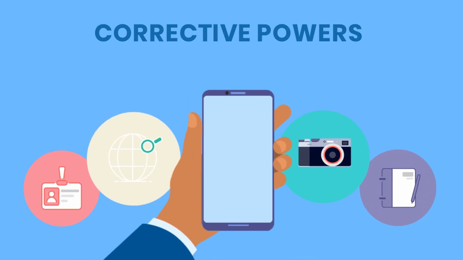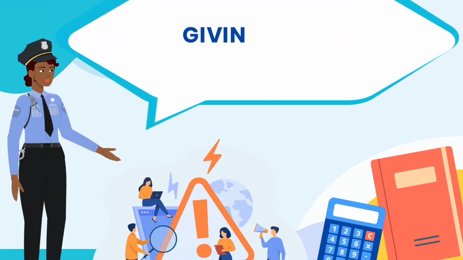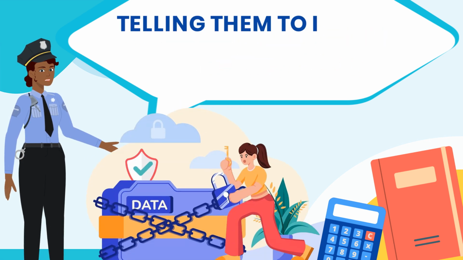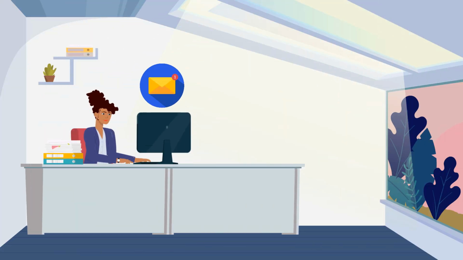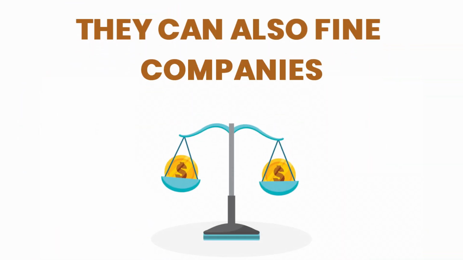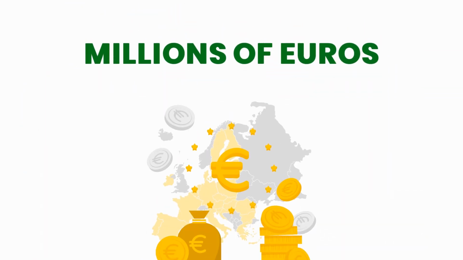Corrective powers. Next, if they find something wrong, they can take action. This includes giving official warnings, ordering the company to fix things, or even telling them to inform users about a data breach. Imagine your email provider got hacked and your data was exposed. The authority can force them to let you know. And yes, they can also fine companies, sometimes millions of euros.